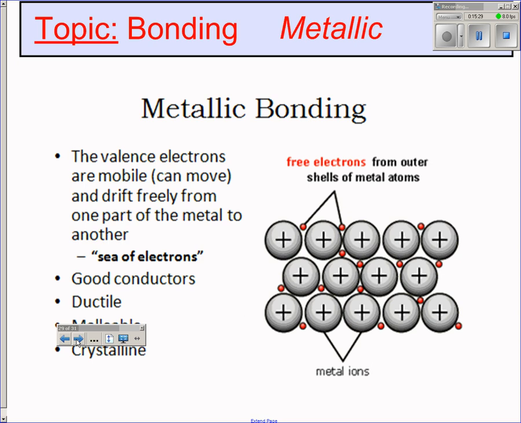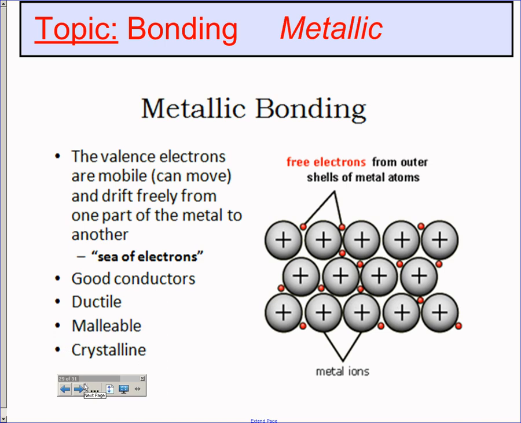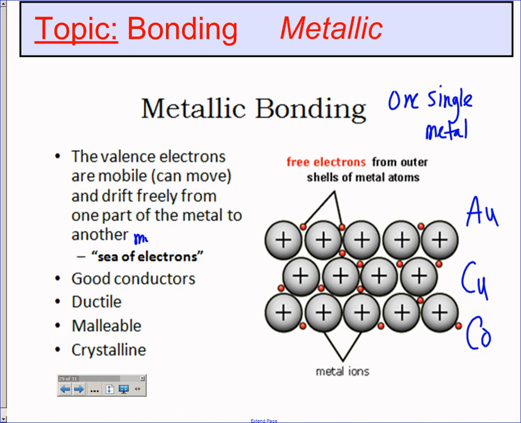Okay, metallic bonds. What are metallic bonds? Metallic bonds we already talked about. The most important thing to remember about metallic bonds is how do you recognize a metallic bond? You're looking for one single metal. For example, what holds atoms of gold together? Metallic bonds. What holds atoms of copper together? Metallic bonds. Cobalt. Metallic bonds. Then, why are metals good conductors of electricity? Because they have a sea of mobile valence electrons.